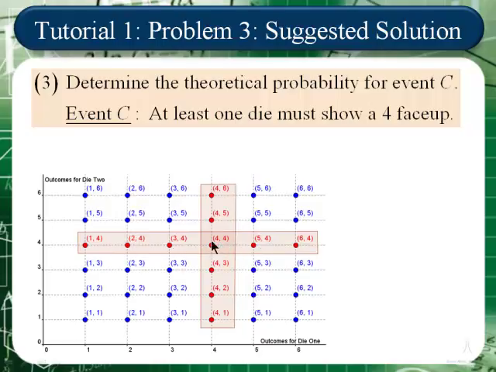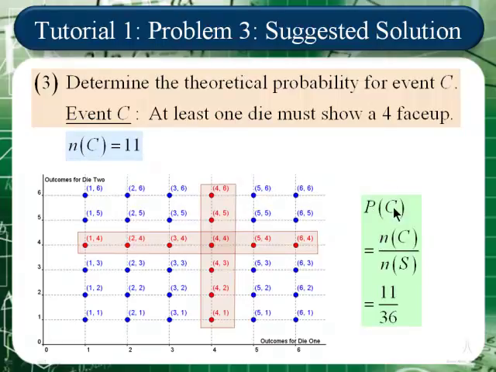So if you count the number of outcomes here, 1, 2, 3, 4, 5, 6, 7, 8, there we find that the cardinal number for this event is 11. And therefore the probability of event C occurring is the cardinal number of C divided by the cardinal number of S, and that is 11 over 36.